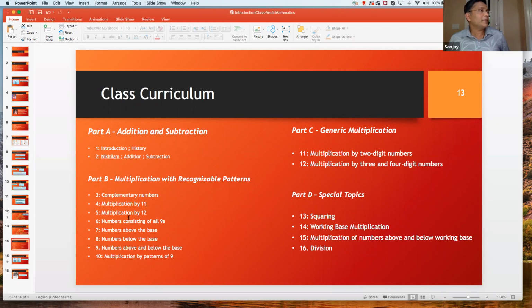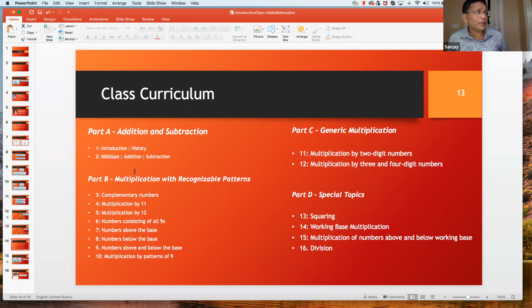Then we get into the 2-digit and 3-digit multiplications. And then in the last section, we have special topics of squaring, working base multiplication, and finally some division. We also have topics on cubing and square root, based on the age level and where the students are in their current curriculum at school. We introduce those topics towards the end. But this is the big picture of what this class is all about.